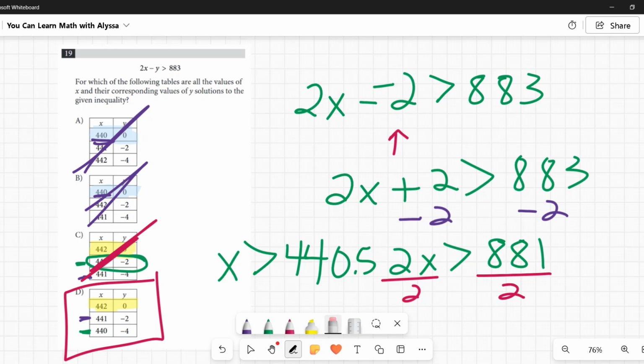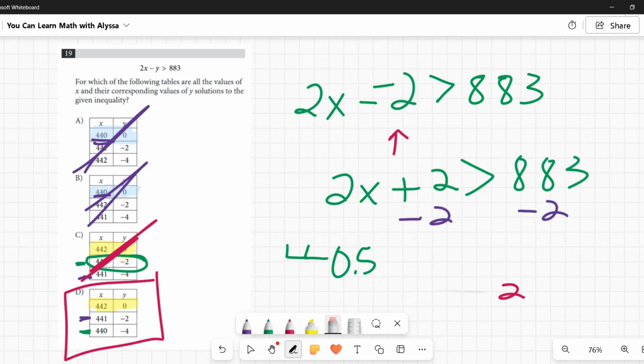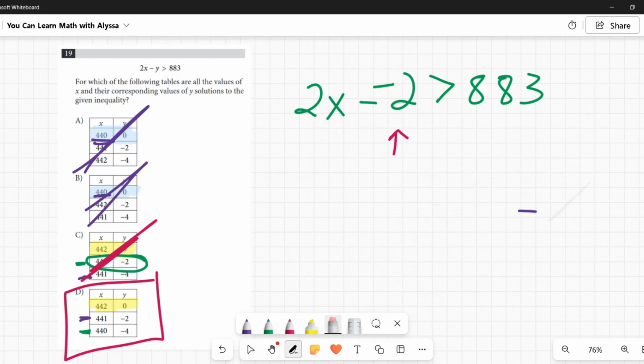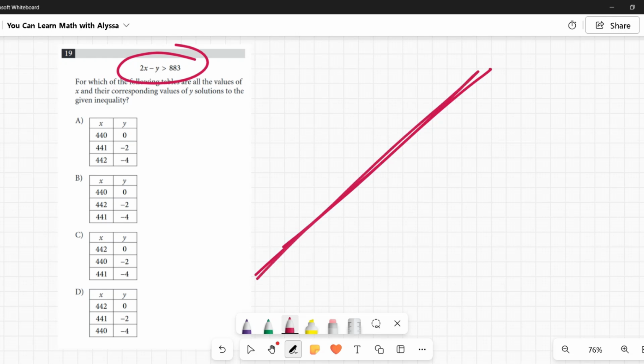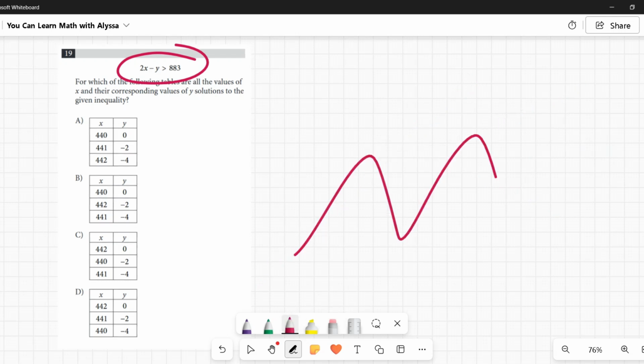Something else, just a side note. The method I've just shown you will work for any of these like this. But for this particular problem, something you might have observed is that this is a linear inequality. Because it's linear, it's a straight line, and it's going to go up or down in a steady and regular pattern. All linear equations are steady and regular. They're not going up and down like that. It's linear, it's straight.